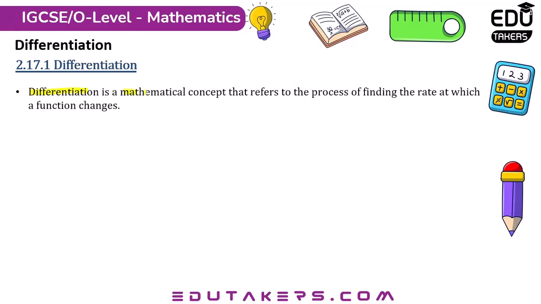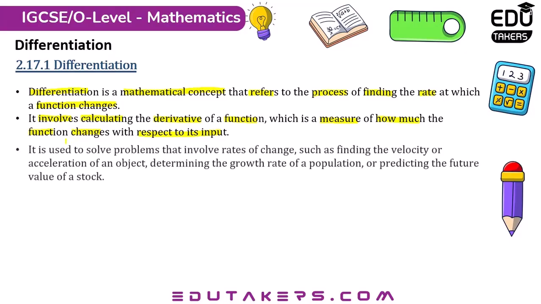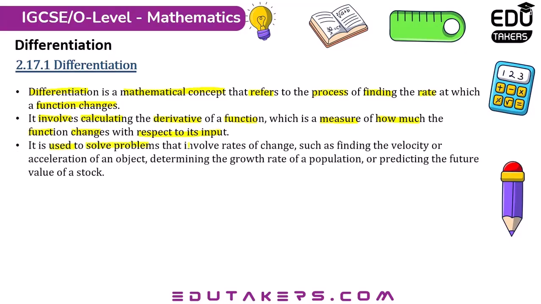Differentiation is a mathematical concept that refers to the process of finding the rate at which a function changes. It involves calculating the derivative of a function, which is a measure of how much the function changes with respect to its input. It is used to solve problems that involve rates of change, such as finding the velocity or acceleration of an object, determining the growth rate of a population, or predicting the future value of a stock.